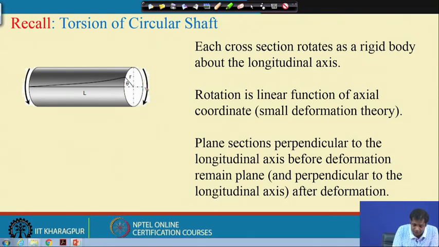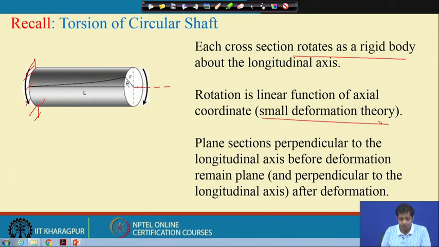If this is a shaft and this is the longitudinal axis of the shaft, then every cross section rotates about this axis as a rigid body. If one end is fixed, then the rotation at this end is 0 and the rotation at the other end is maximum. We also assume that the rotation is a linear function of the length, which is the second assumption. The rotation is a linear function of the axial coordinate x, and this is true as long as our deformation is small.